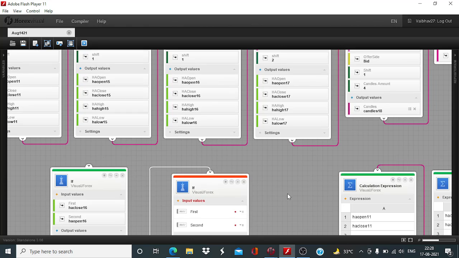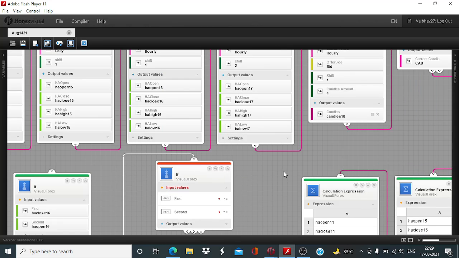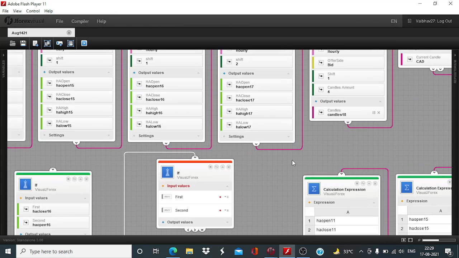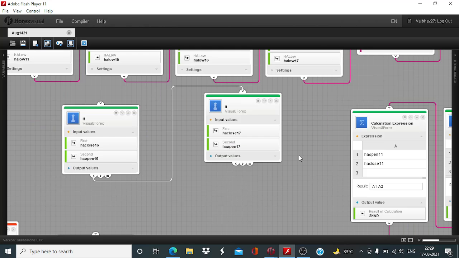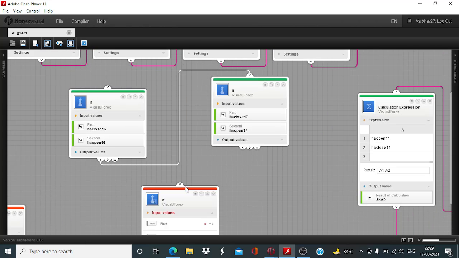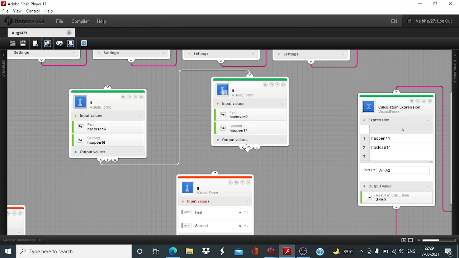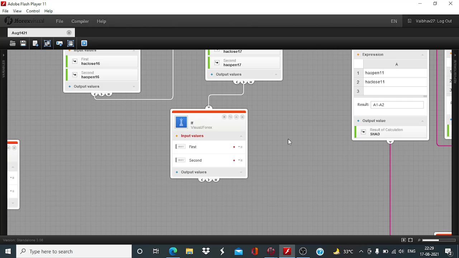And in the penultimate hour, the condition should have been different. In the penultimate hour, we will need the HA close value to have been greater. So again here we need first input greater than second input.